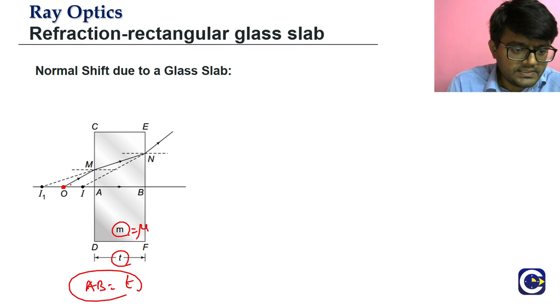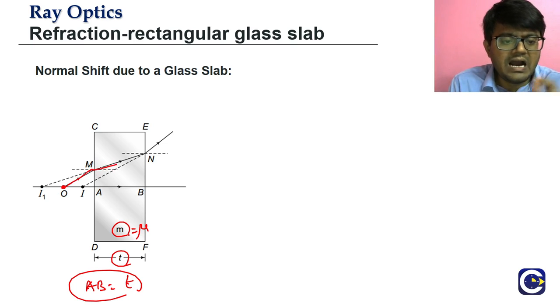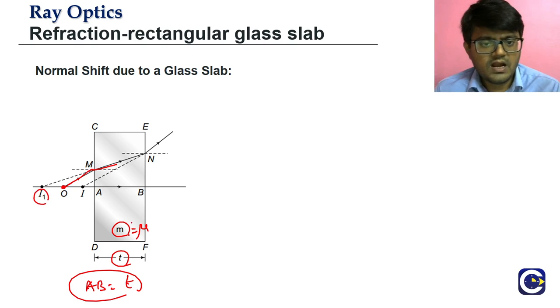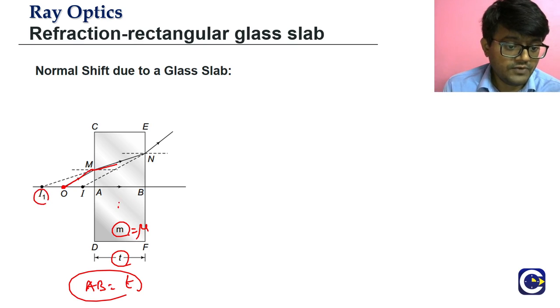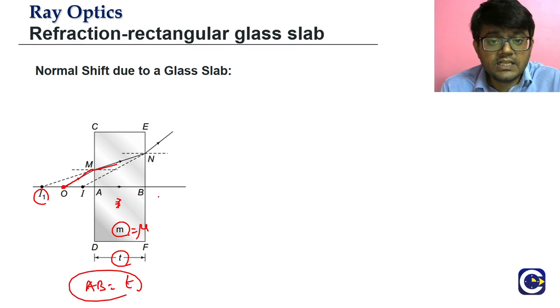So look at this. The ray will first come and be incident at point M. That will get refracted. So after the first refraction, the ray appears to come from a point I1. Means if you are observing from within the glass slab, to us it will appear as if the rays are coming from point I1.